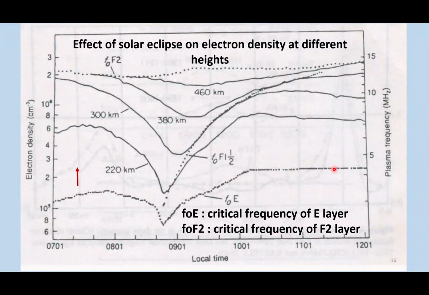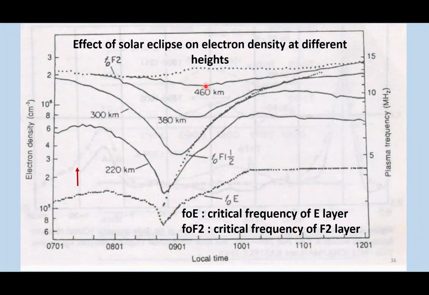Similarly, the electron density is measured at different heights, 220 kilometers, 300 kilometers. Everywhere you see a decrease, and the decrease is more and more delayed as you go to higher and higher heights. So the response time of the higher regions is longer. The radiation is cut off here, but its effect is seen after some time delay, which increases with height.